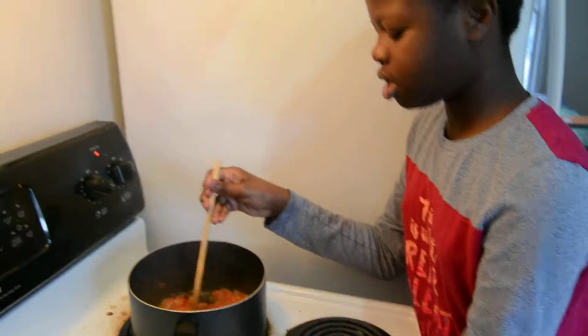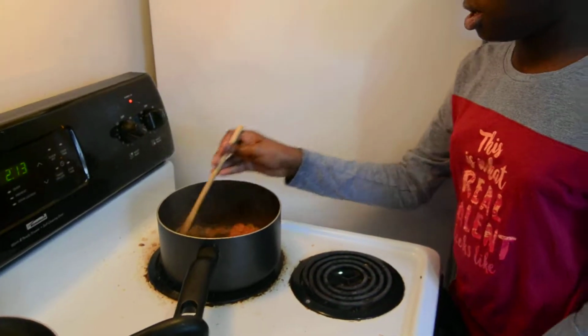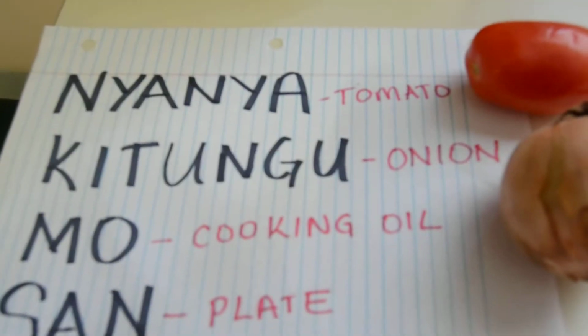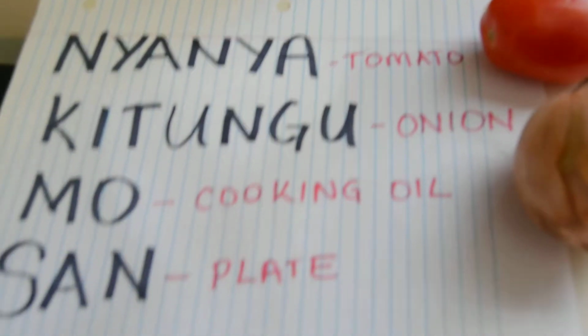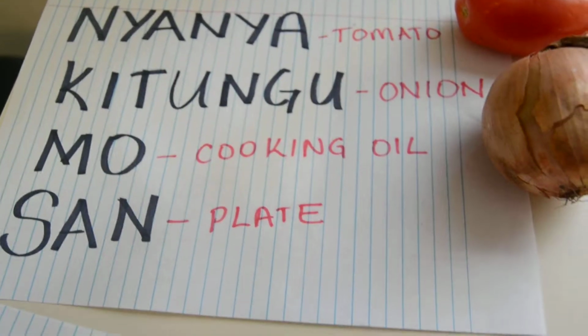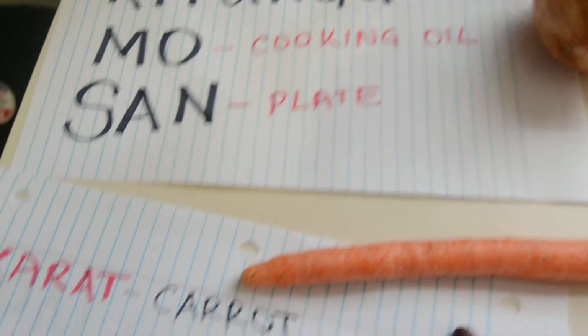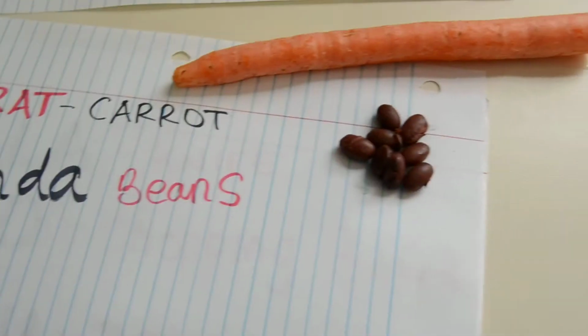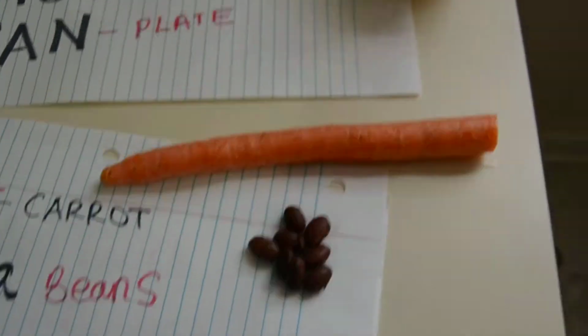So Nikki is cooking today, and we're just trying to show you the names of the stuff that she's cooking. Quickly, before she goes there, let me see. Tomato is called nyanya. Kitungu is onion. Mo is cooking oil. San is plate. Carrot is carrot. Oganda is beans. So these are the ingredients that she's using in today's cooking lesson.